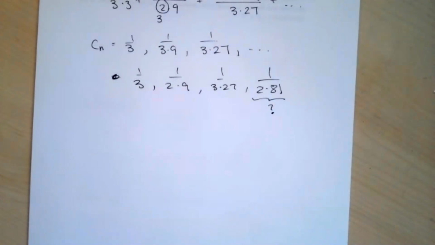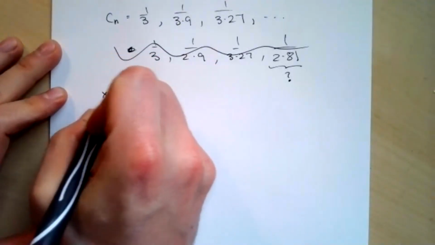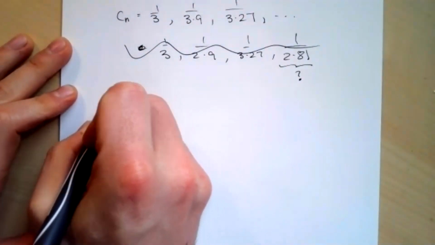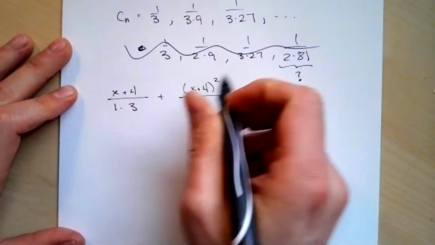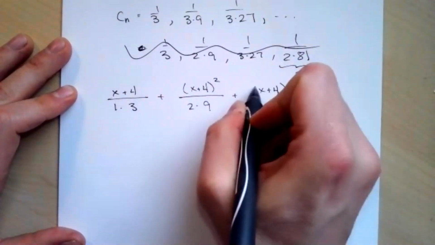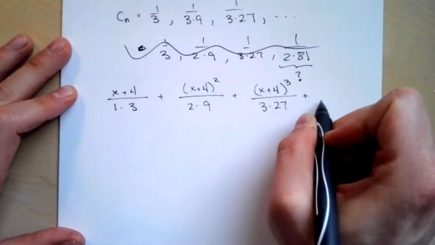What is going on with that? Oh, I see. Never mind. Okay, it's not a typo. This happens with series sequences. Let's write it like this. x plus 4 over 1 times 3, plus x plus 4 squared over 2 times 9, plus x plus 4 cubed over 3 times 27. That is the pattern we're looking for.